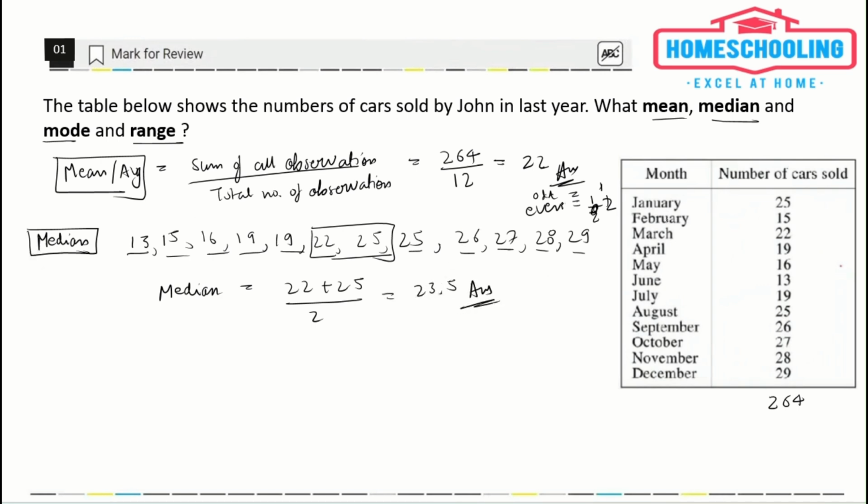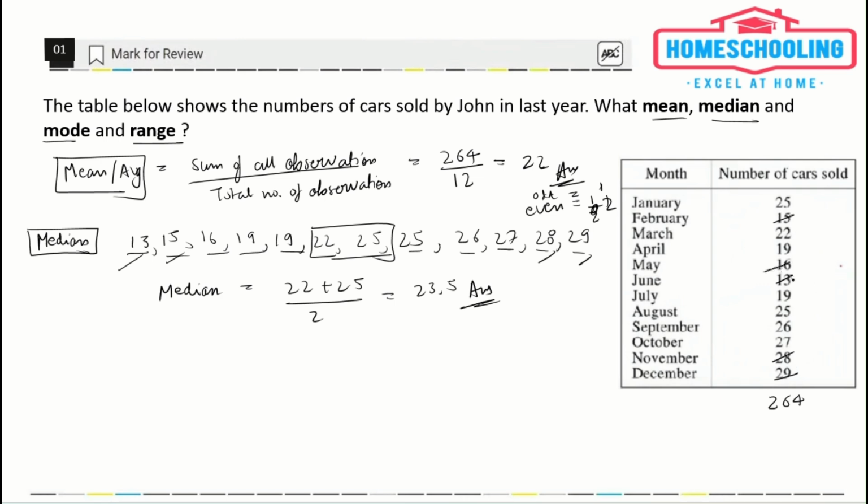There's one more way to approach this question of median. Instead of writing them in ascending order, what we can do here is cut the smallest and the largest number. So 13 is the smallest number, and the largest number is 29. After 13, the next smallest number is 15, and after 29, we have 28. So we will cut one number from the smaller side and one number from the larger side.